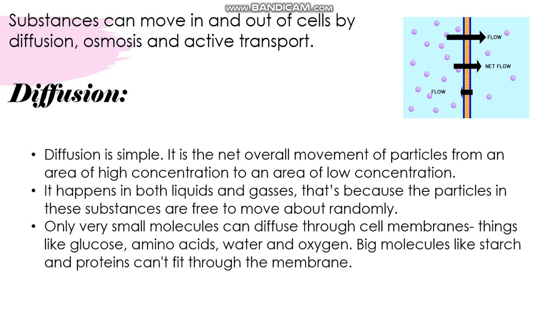Diffusion is simple. It is the net overall movement of particles from an area of higher concentration to an area of lower concentration. It happens in both liquids and gases. That's because the particles in these substances are free to move about randomly. Only very small molecules can diffuse through cell membranes, things like glucose, amino acids, water and oxygen. Big molecules like starch and proteins can't fit through the membrane.